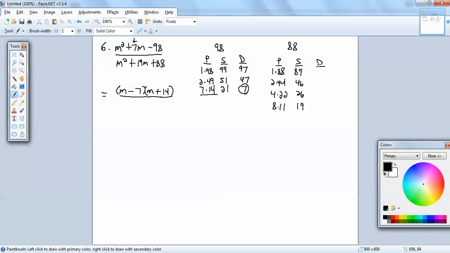Subtract them. 88 minus 1 is 87. 44 minus 2 is 42. 22 minus 4 is 18. 11 minus 8 is 3. Again, the number we're looking for is the number in the middle term, which is 19, which is right here, so we'll use 8 and 11.